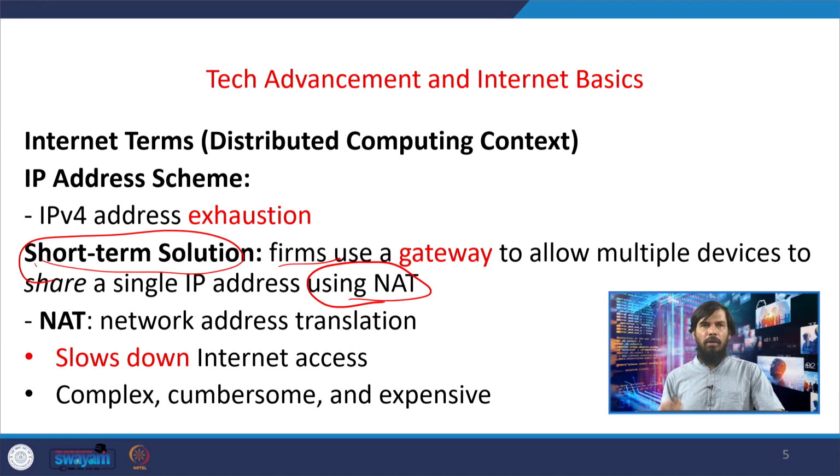So, for the outside world, for the public, for the external world, all the requests would seem to be coming from that one device, that one IP address, but actually there is a gateway which is using NAT and therefore is able to allow multiple devices to share that single IP address, right.